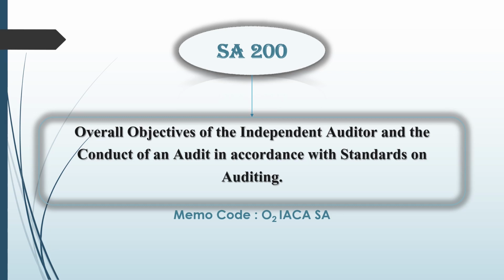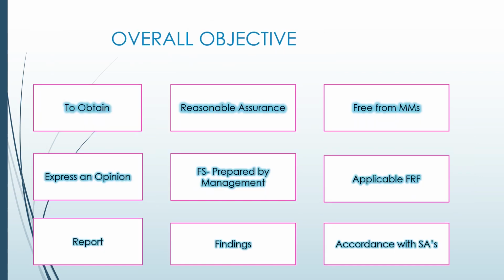And for this, what mnemonic code did we give? O2E ka SA. Overall objectives of the independent auditor and the conduct of an audit in accordance with standards on auditing. Do you remember? If not, pause this video and revise it. What is the overall objective now? To obtain reasonable assurance free from material misstatement, express an opinion on the financial statements prepared by management, applicable FRF, and report the findings in accordance with SAs. Do you remember?